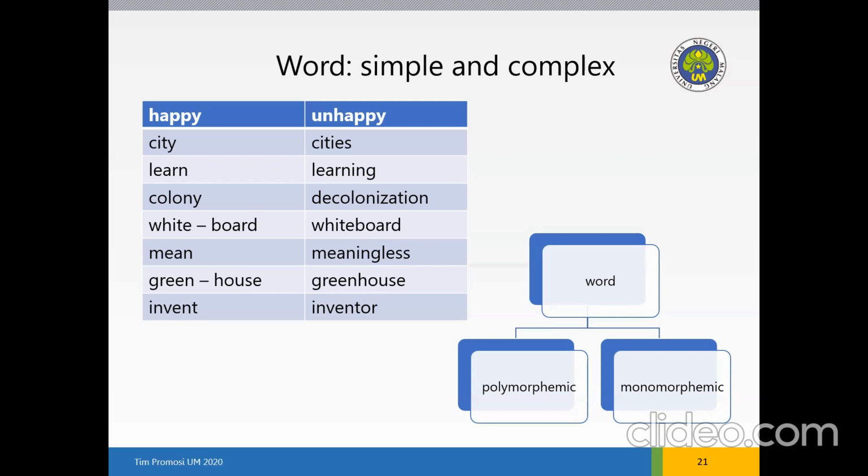So we have two types of morpheme, free morphemes and then the bound morphemes. So if you see, the free morpheme is the morpheme that can stand alone as complete words with meaning. For example, the word city, let's say the word cities. So city is the free morpheme, and then the plural s is the bound morpheme here.